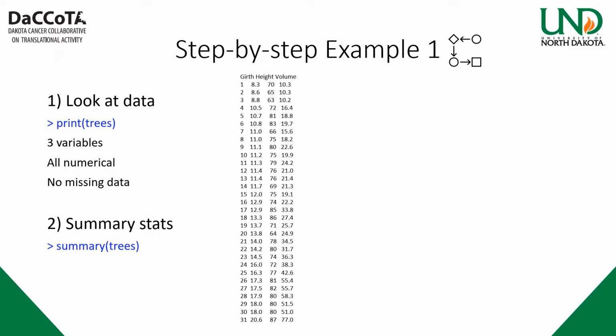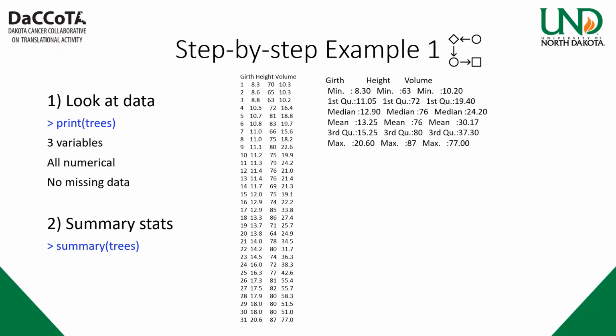Let's do some summary stats, and we can do that simply in R with summary trees. And here we go. For each of the variables, we have the minimum, first quartile, median, mean, third quartile, and max. This is good to know, but it doesn't give us too much information because we really can't compare across the 3. The fact that the girth mean is 13.25 and the mean of the height is 76, we can't really directly compare because they're measuring different things, but it does give us a little information here.